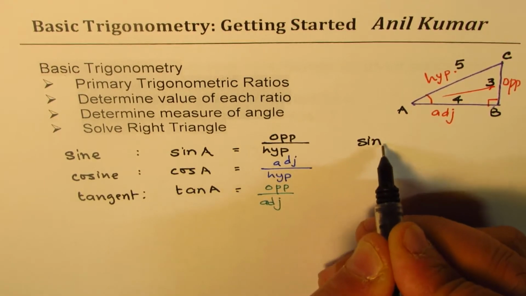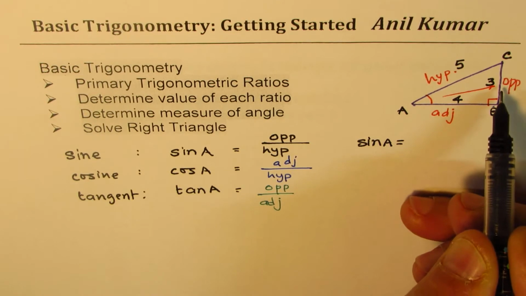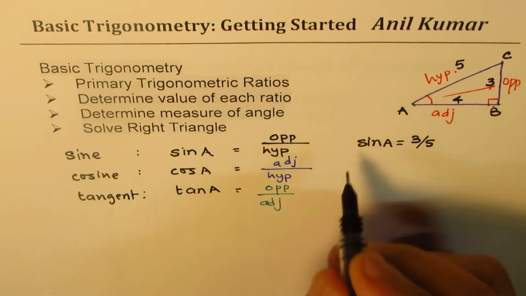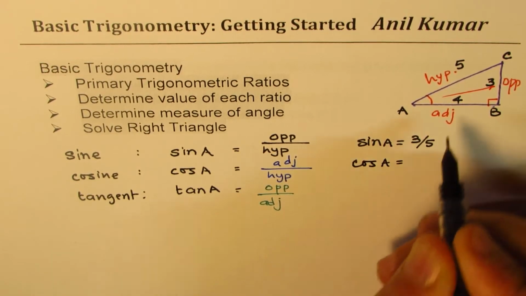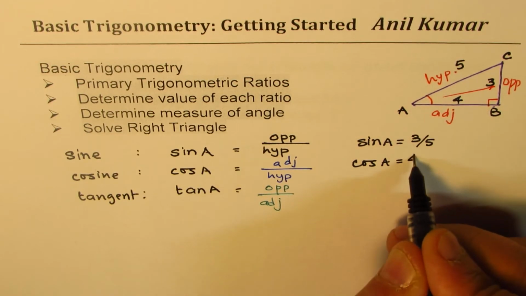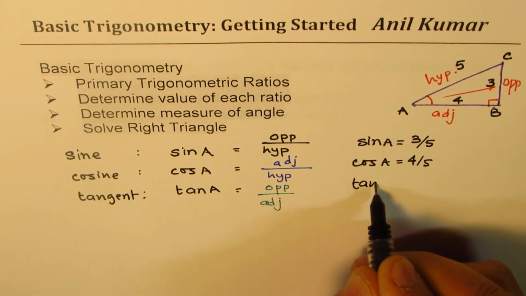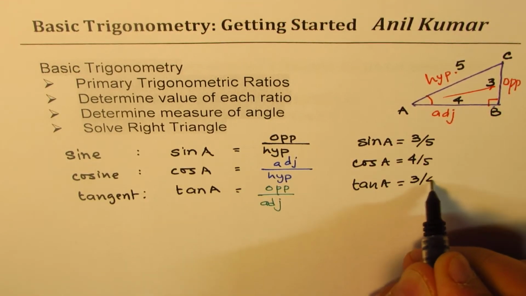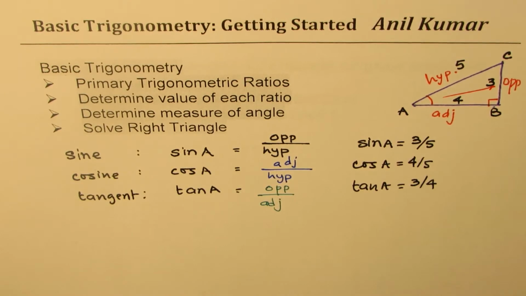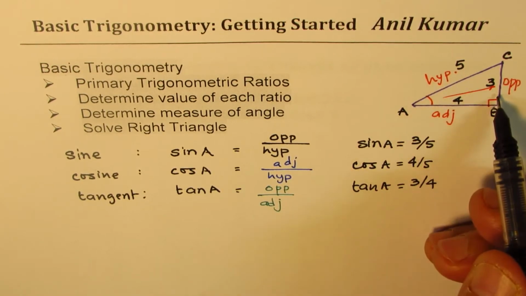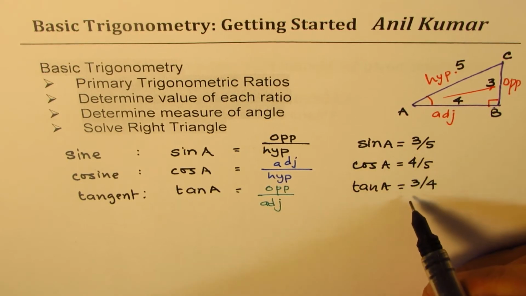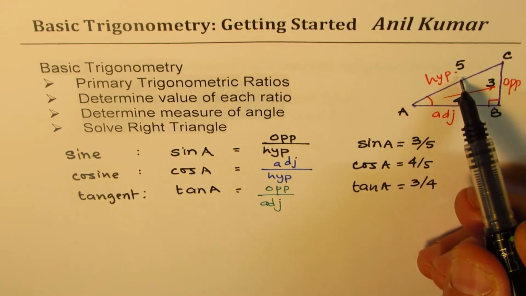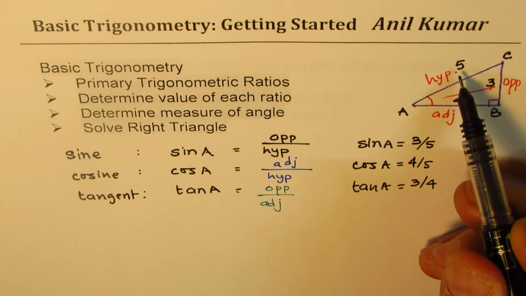In that case, we can say sine A is equal to opposite over hypotenuse. It is 3 over 5. Do you see that? How about cos A? Cos A is adjacent side over hypotenuse, which is 4 over 5, and tan A is equal to opposite over adjacent, which is 3 over 4. Do you see that? So that is so simple. Once we know all the sides of a triangle, we can always find the trigonometric ratios. Well, if you know two sides, even then you can do it, since using the Pythagorean theorem, you can find the third side. Okay.